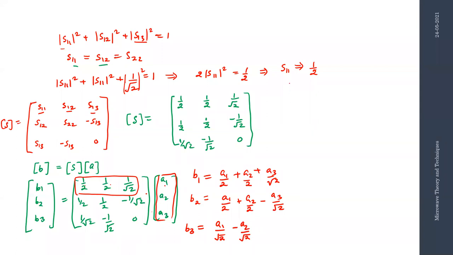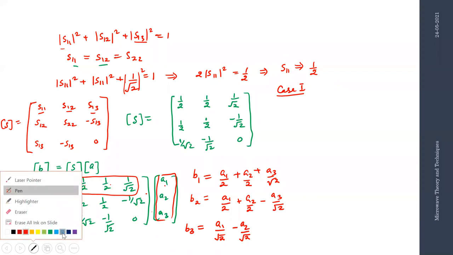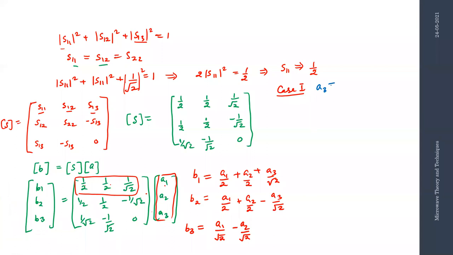So now I am taking case one. What case I am taking is, I am applying input at some port. So if suppose I am not applying input at port 1 and 2, what does this mean mathematically? If I am applying input at port 3, that means A3 is not equal to 0, port 1 and port 2 no input. So A1 is 0, A2 is 0. So this is the case one I am writing. So I am taking A1 0, A2 0, A3 not equal to 0.